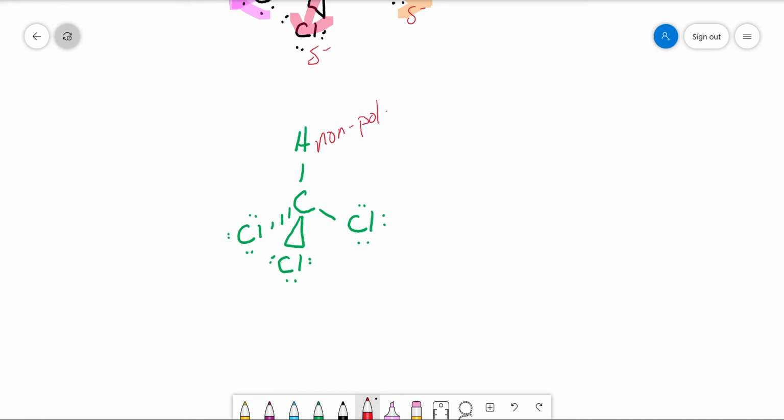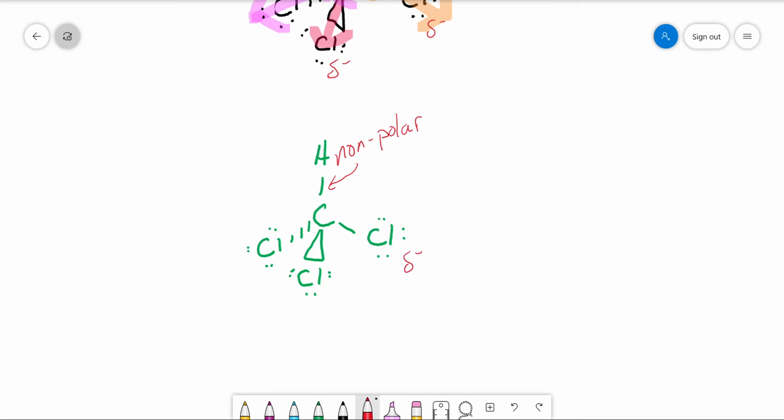Now let's look at an example. Let's just change that molecule above just a little bit. Let's make it carbon with a hydrogen and 3 chlorines. Now that hydrogen-carbon bond, that's a non-polar bond. These are still all polar.